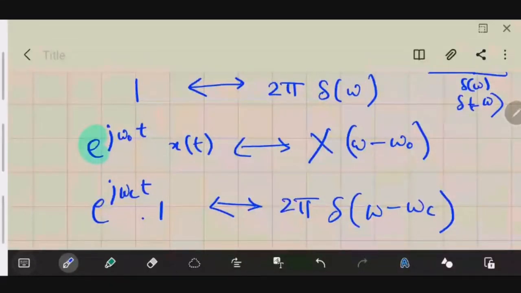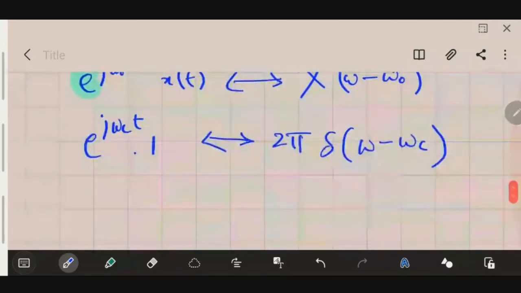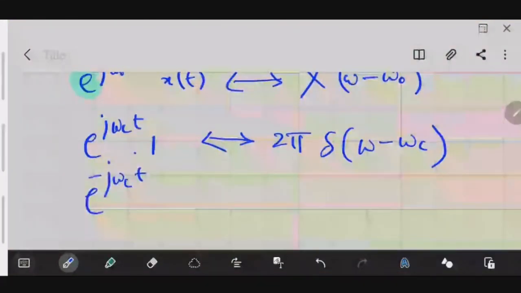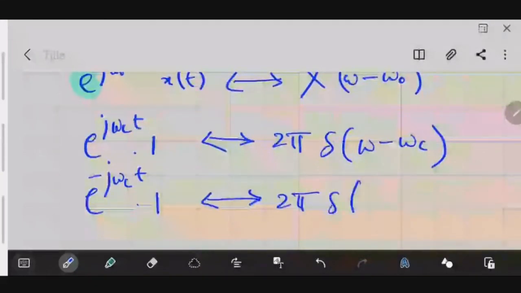Got it? See, this result that you found out here has a very big implication. If it is e to the j omega ct, then it will be 2 pi times del of omega minus omega c. Similarly, if I have e to the minus j omega ct multiplied with 1, obviously the Fourier transform will be how much? 2 pi times del of omega plus omega c. So it will be like this.